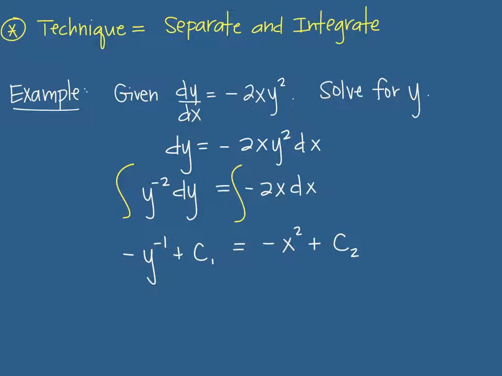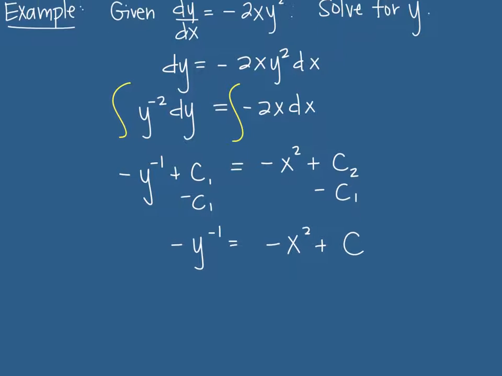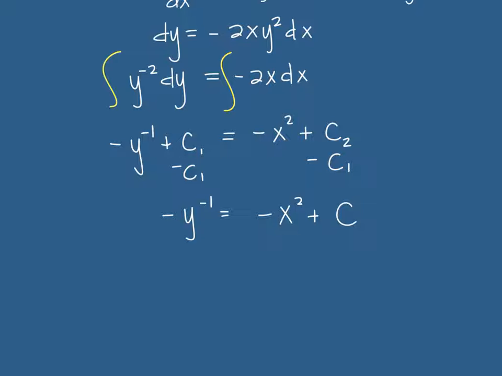So what would you do first to get y alone? What would you do to both sides? Say that again? Sure, subtract C1, right? Yes. Okay, we're going to subtract C1, which is a constant. And when you take one constant and subtract a different constant, what do you get? Still a constant. So we're just going to call that plain C. Now I keep getting this alone, so I'm going to divide by negative 1. So I'm going to get y to the negative 1 equals x squared.